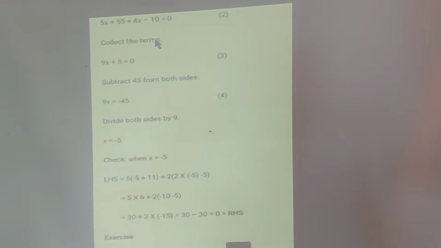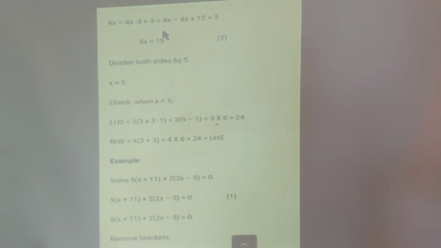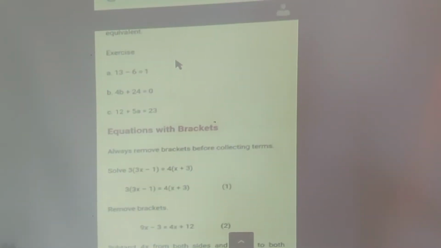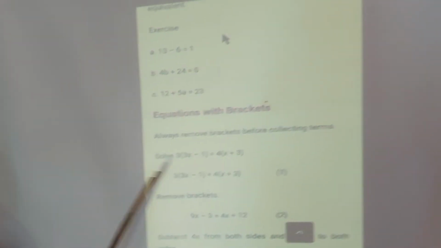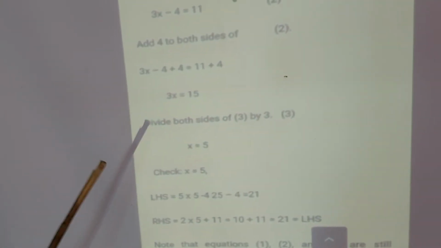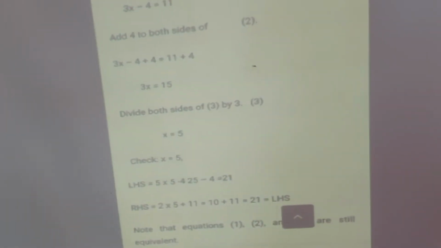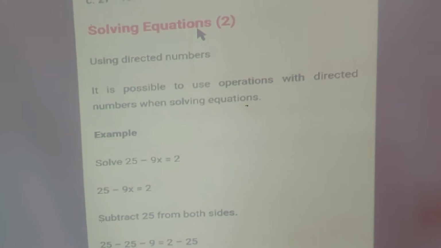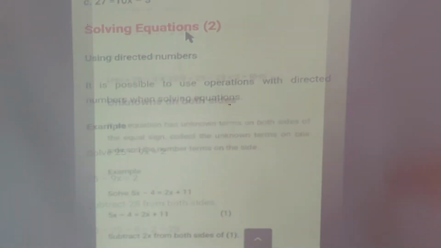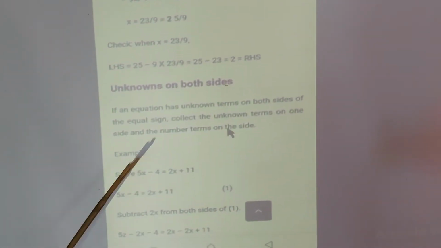This has to do with collection of like terms. There are different aspects of solving equations. We have equations with brackets. We also have equations with unknowns on both sides of the equation.